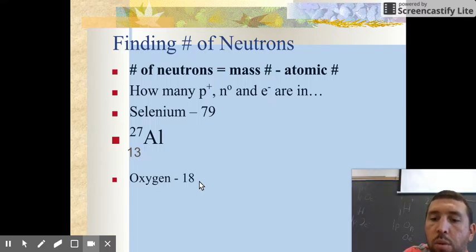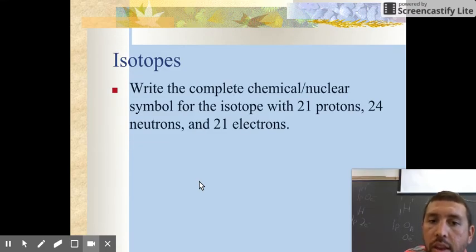And now we have one more problem you need to be able to do. Write the complete chemical nuclear symbol for the isotope with 21 protons, 24 neutrons, and 20 electrons. Go ahead and do this yourself, but again, you need to write it in the chemical/nuclear symbol, not the hyphen. Pause it, and I'll show you the answer.